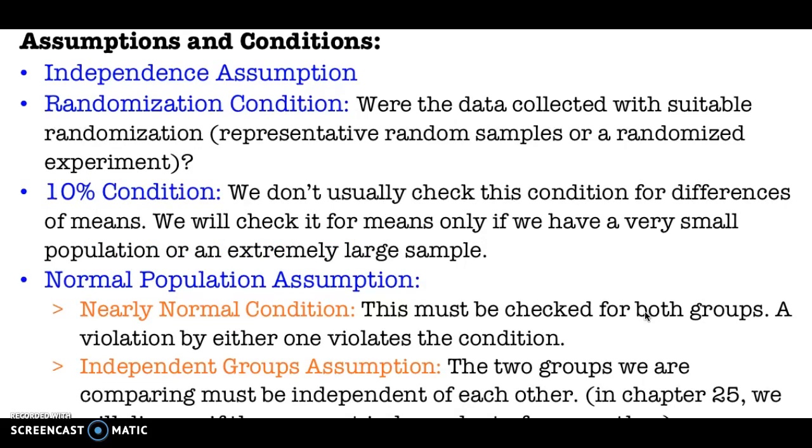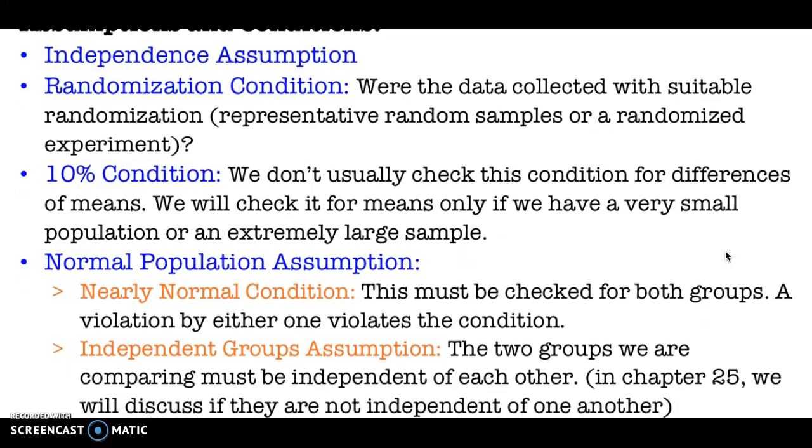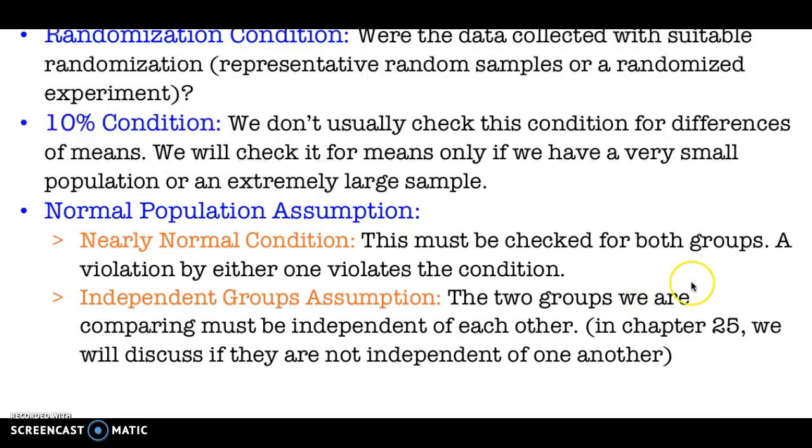So the assumptions and conditions are the same. We have to make sure they're independent. Make sure everything is satisfied with the randomization condition. So were the data collected with suitable randomization? Make sure the 10% condition passed. So we don't usually check this condition for differences of means. We'll check it for the means only if we have a very small population or an extremely large sample. And remember, we have to check that everything is nearly normal. And to do that, you can graph a histogram of them. Or on the box and whisker plot, you could tell it's normal as well if the spread is the same on both sides.